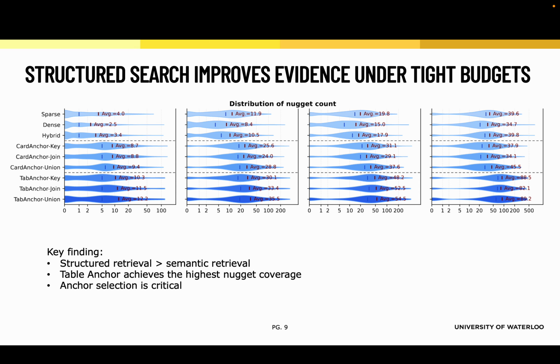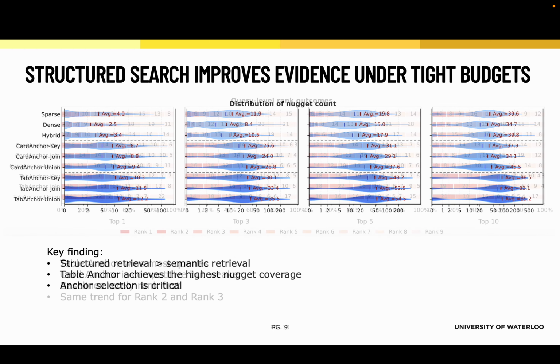The figure reports nugget count distributions. Overall, structured retrieval consistently discovers more nuggets than semantic retrieval baselines. Among all methods, the table anchor pipeline achieves the strongest nugget coverage. It also consistently outperforms the corresponding card anchor variants, suggesting that choosing the anchor table is a key factor for improving diversity in structured table model discovery.